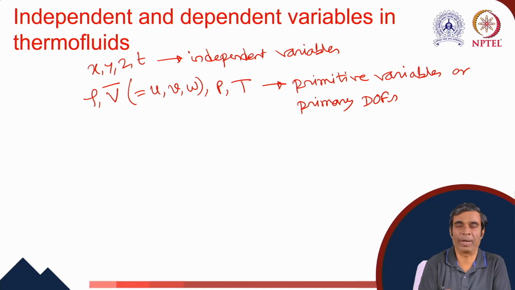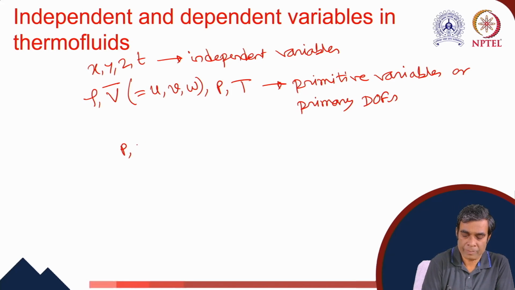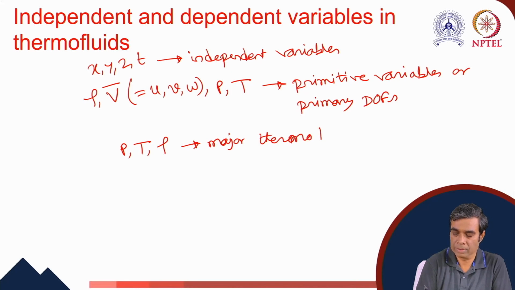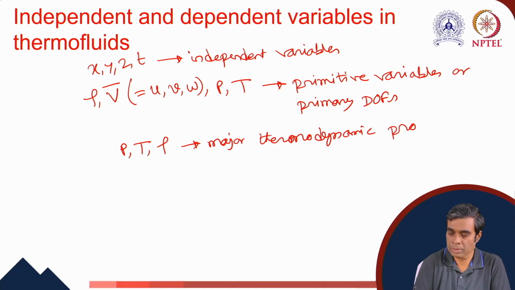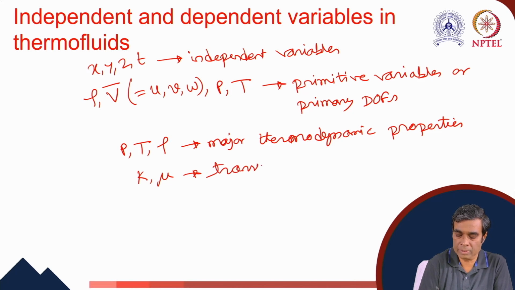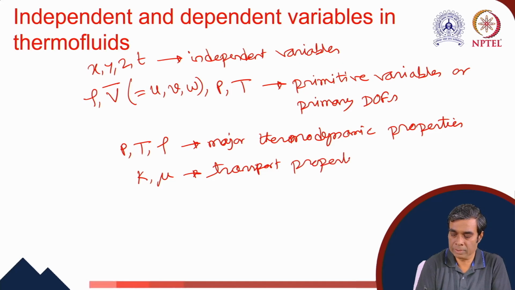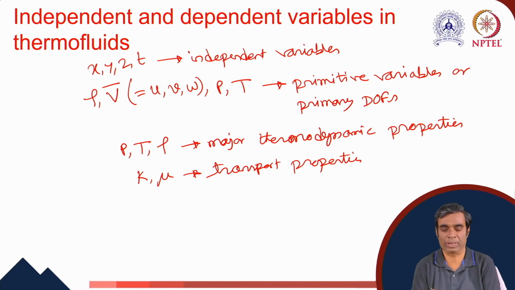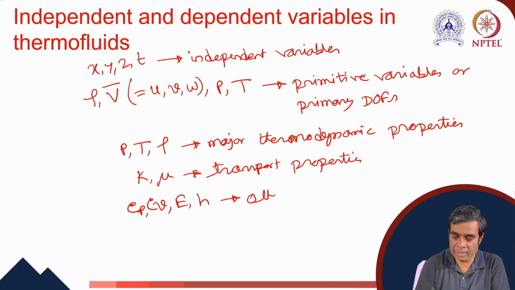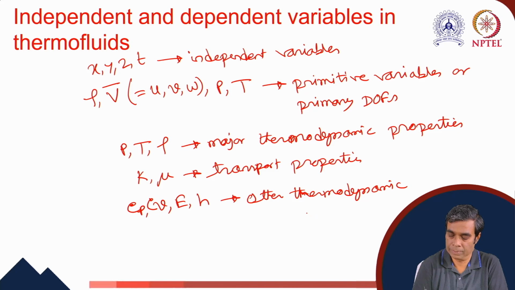Now we have some thermodynamic properties. These thermodynamic properties are pressure, temperature and density. These are the major thermodynamic properties. Now we have thermal conductivity k and we have the dynamic viscosity mu. These are known as the transport properties. Then the specific heats at constant pressure and constant volume, so Cp, Cv, total energy, enthalpy. These are also thermodynamic properties. These we classify under other thermodynamic properties.